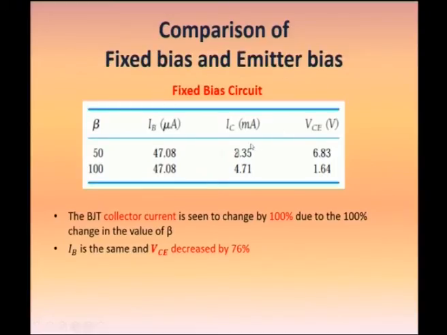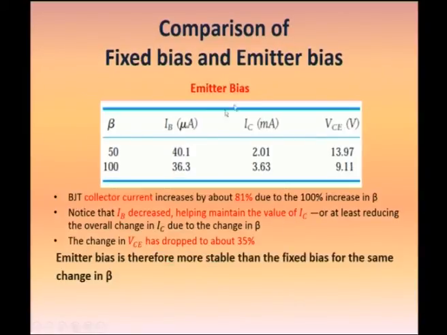and this is the output of the fixed bias and the emitter bias configuration for common emitter configuration. If beta is increased 100%, what happens to IB current, IC current and VCE? IB is the same, IC is doubled and VCE is reduced by 76%. When you see it for emitter bias, when beta is doubled, that is 100%, IB is reduced slightly and IC is increased to stabilize this IB, and VCE is dropped to only about 35%.